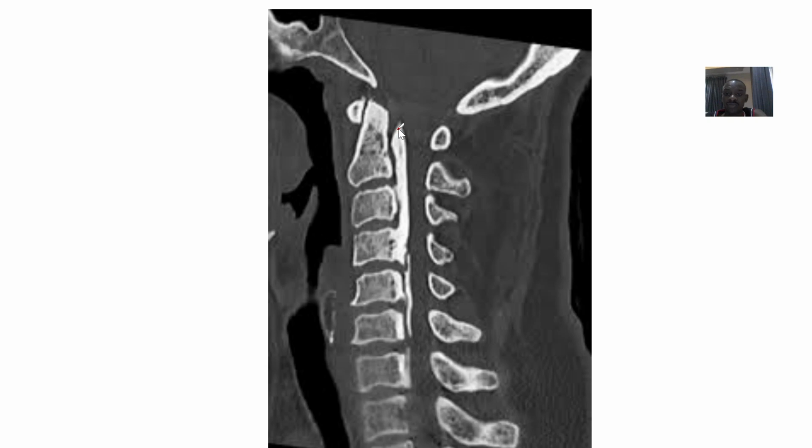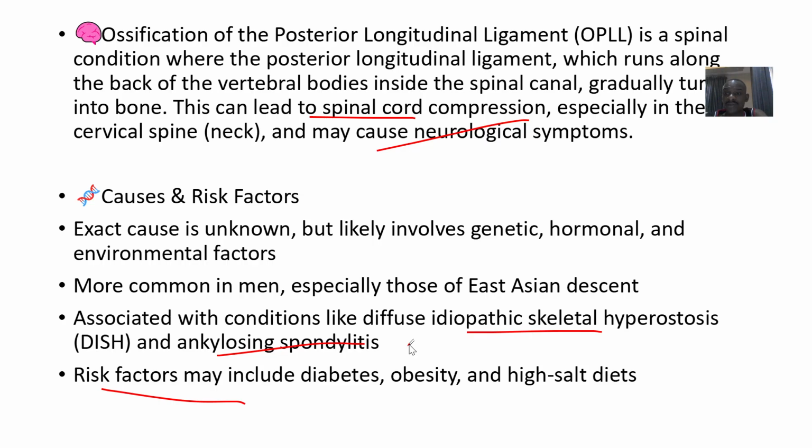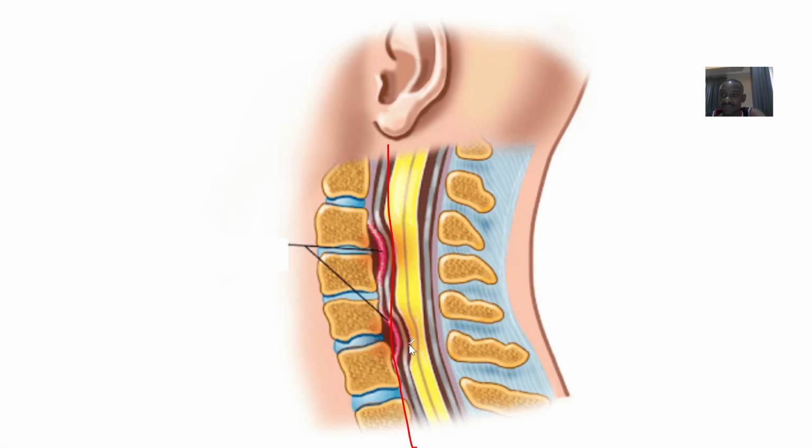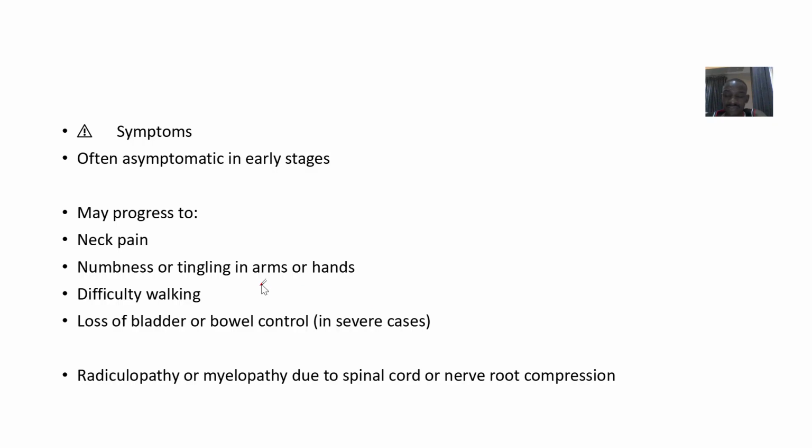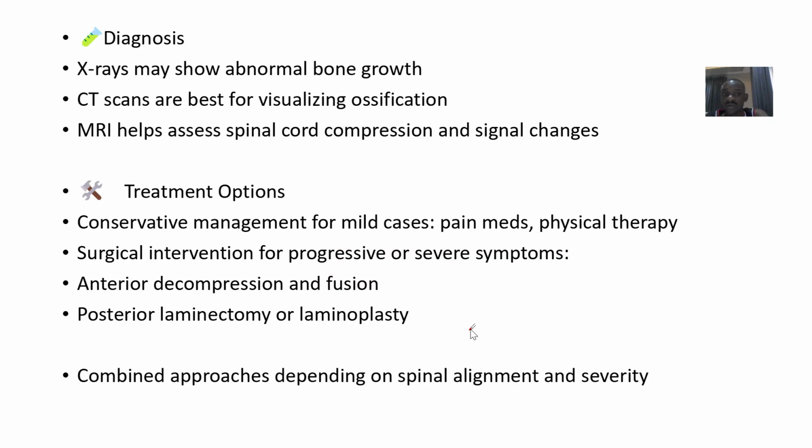Okay, there's ossification of the posterior longitudinal ligament. It is becoming a bone, all right, instead of remaining as a ligament. So symptoms are neck pain, numbness or tingling in the arms or hands, difficulties walking, loss of bladder or bowel control, radiculopathies or myelopathies, right, due to the spinal cord and nerve root compression.